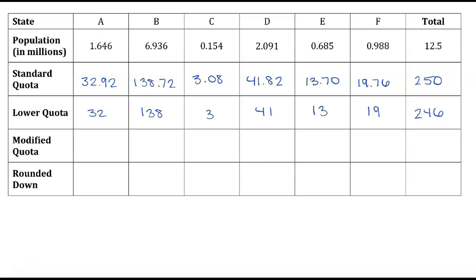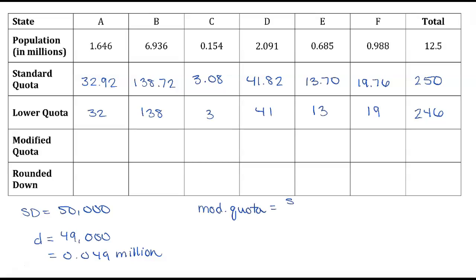This is too small, and so to bring it up, we will choose a modified divisor that is smaller than the standard divisor. In this case, with a population of 12.5 million and 250 seats in Congress, we have a standard divisor of 50,000. So let's try a modified divisor D that's smaller than 50,000. Maybe we should try 49,000. Written in millions, this is 0.049 million. Now we'll calculate each state's modified quota. We'll take the population for each state and divide it by our new modified divisor, 0.049, or 49,000.